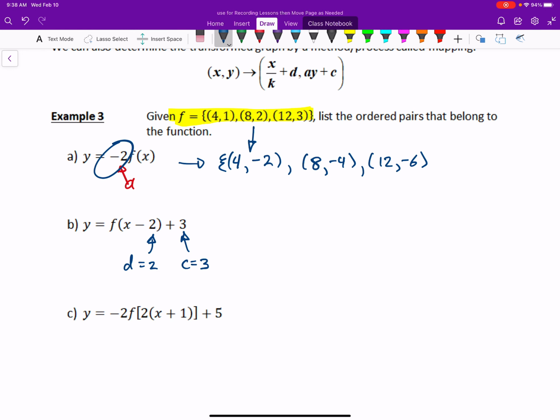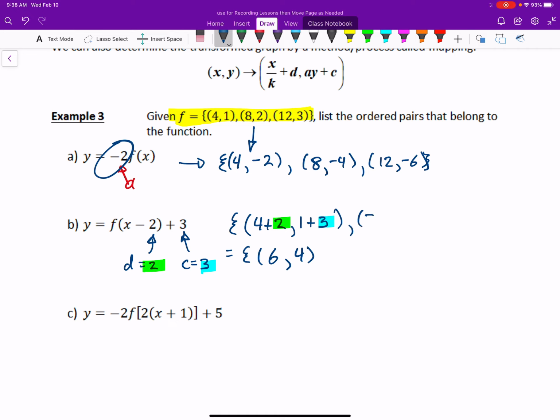We're starting with the point 4, 1. So if I have 4, 1, the D value is a horizontal shift. So I'm going to do 4 plus 2. I'm going to show a couple steps for this one. So 4 plus 2, and 1 plus 3. I am adding the D value of 2 and the C value of 3. And let's just tidy it up underneath here. 4 plus 2 is 6. 1 plus 3 is 4. There's my new point. So 4, 1 became 6, 4.